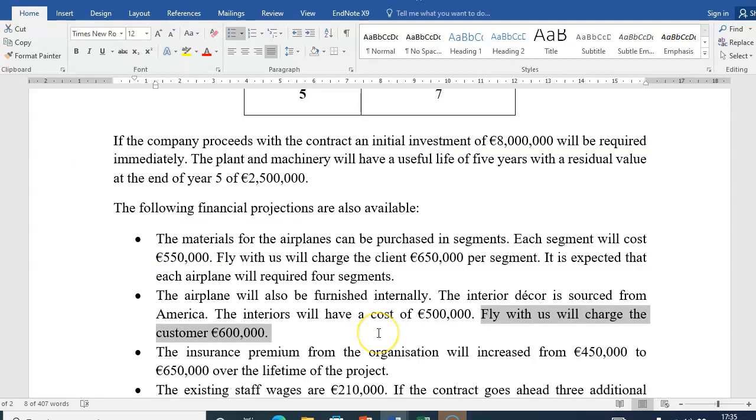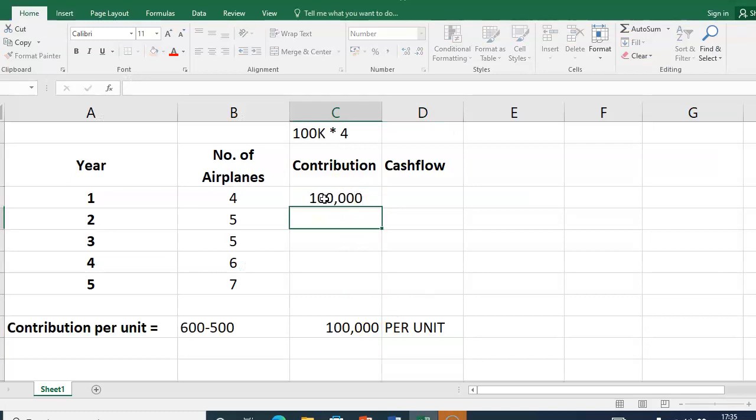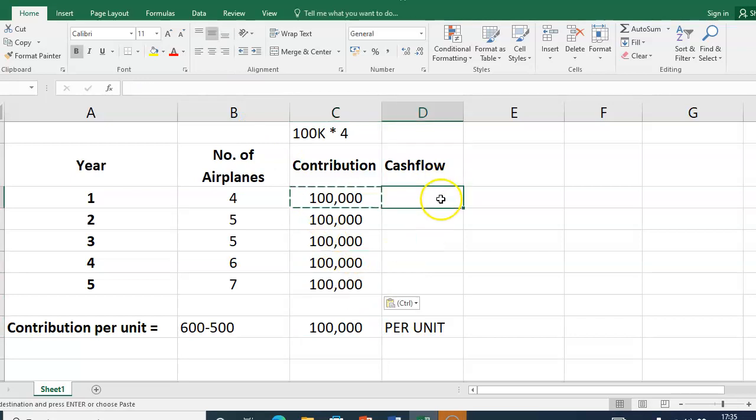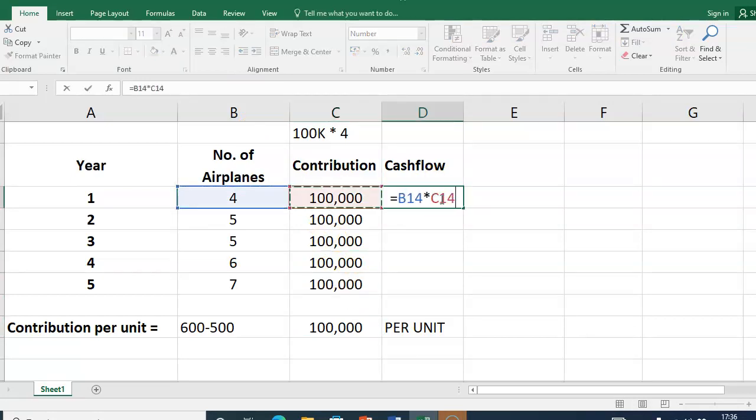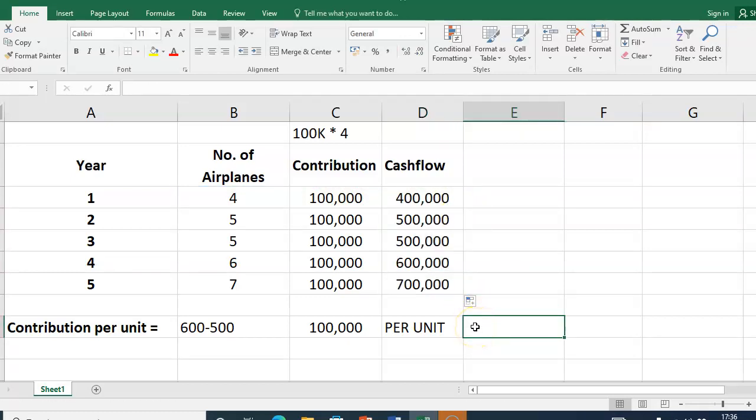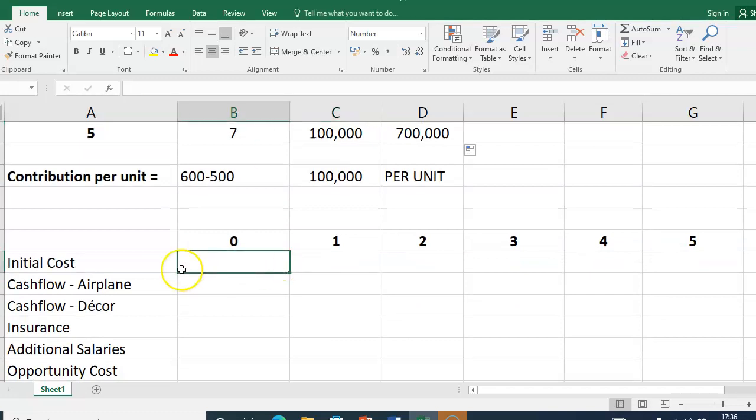Now here we're not told, so it's just one interior kit the airplane is going to receive. So we're going to go up here and slot in the 100,000, and just like above, to calculate the cash flow, we're simply going to take the number of units and multiply it by the contribution, and that will give you the cash flow in years 1, 2, 3, 4, and 5. So to get the 700,000, it's just the 7 multiplied by the 100,000. To get the 600,000, it's the 6 multiplied by the 100,000. So then we have the required workings in order to calculate our cash flows.